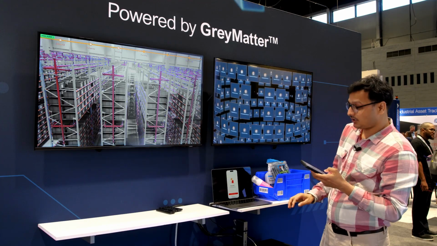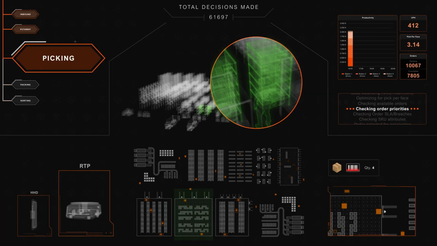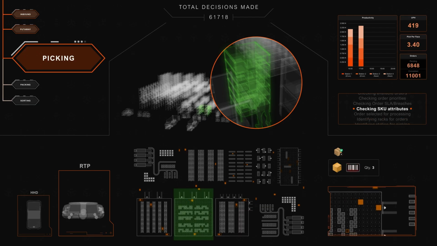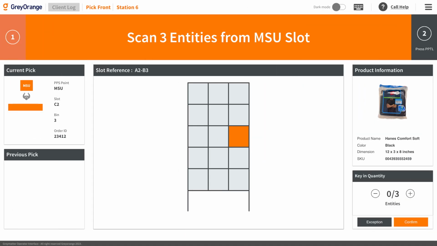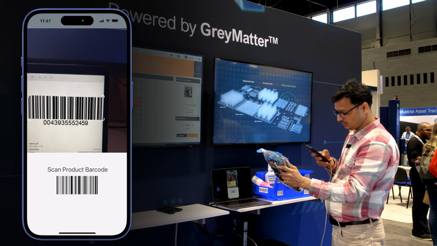Now you place the order and it is a success. Now the pick operation starts, and at this stage the pick operator has to again scan the item, which is shown over here, which is in this case this.